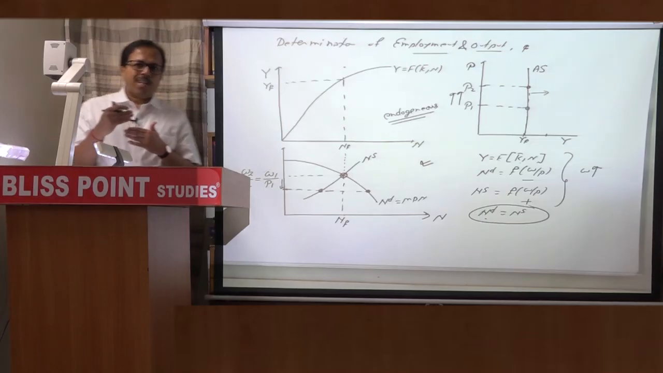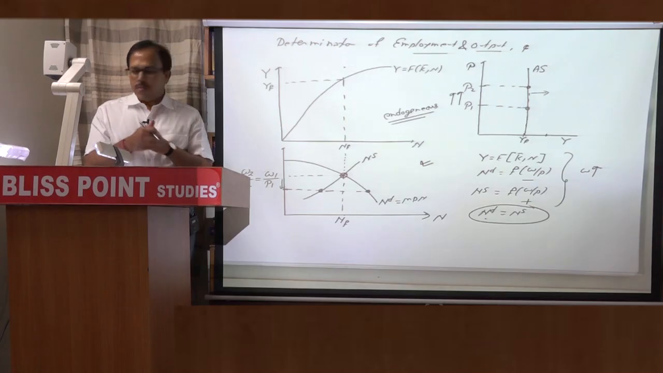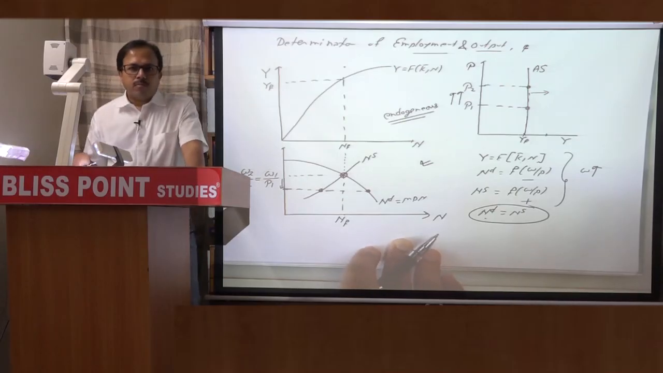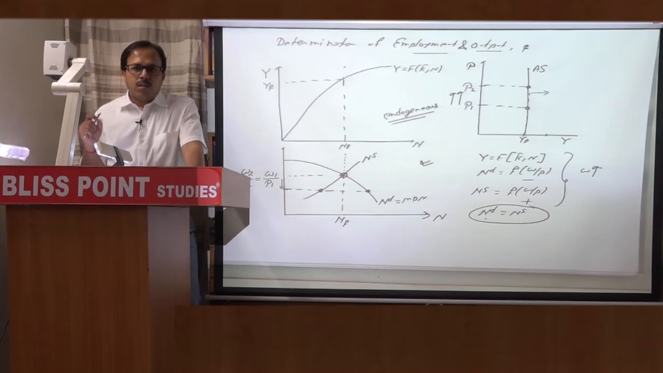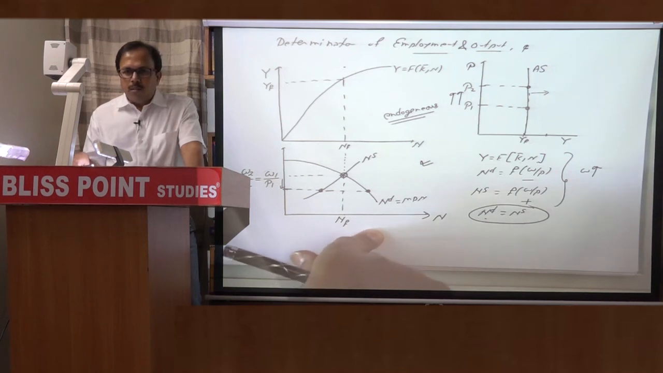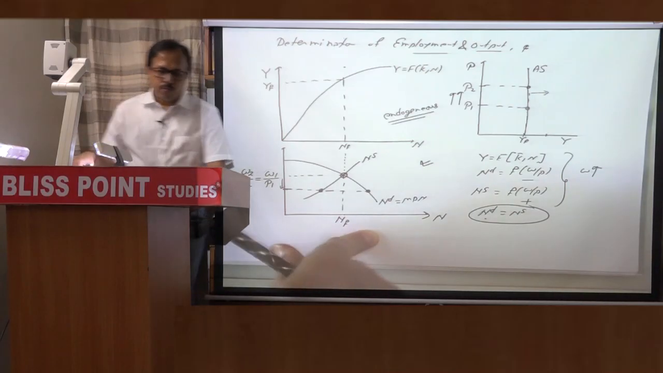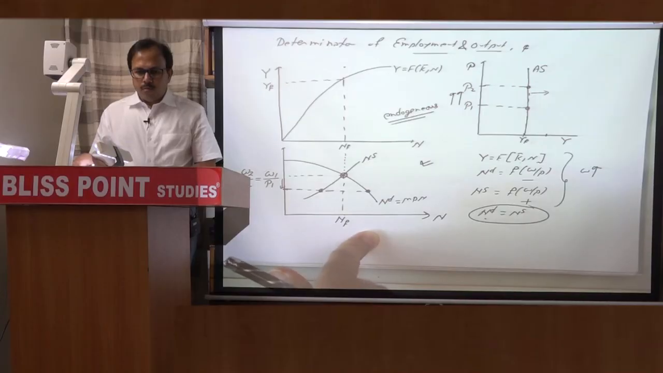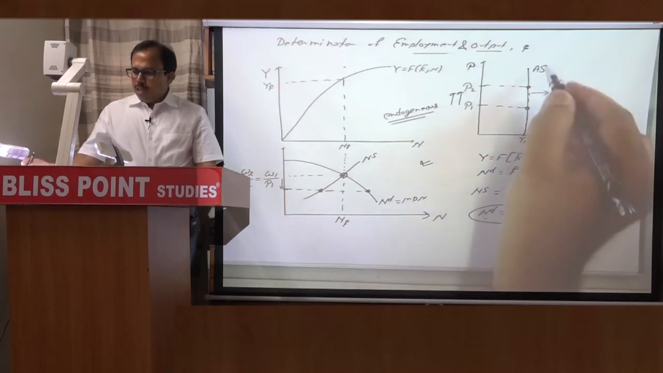Next sentence, this also explains the classical dichotomy, that a change in price, which is a nominal variable, is not affecting real variables like output or real wage. So this is the derivation of the aggregate supply curve.